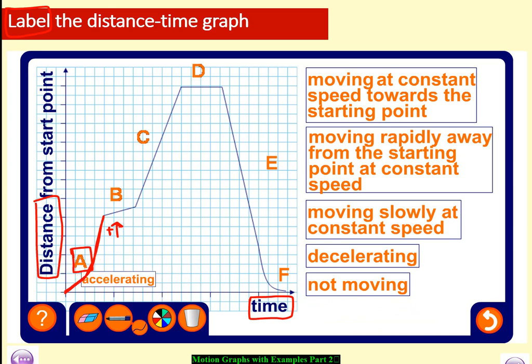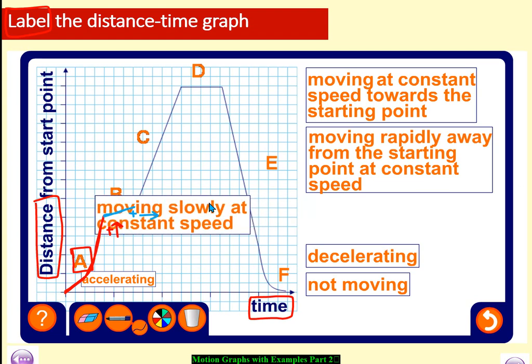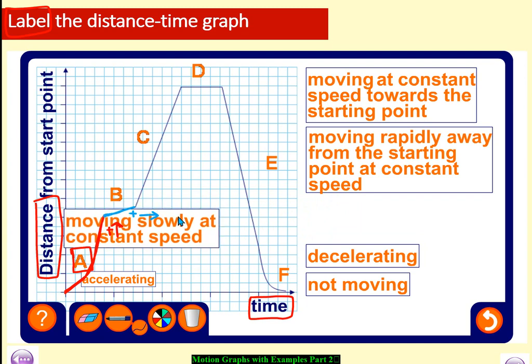Now let's look at part B. Part B, let me just change color so you can see it more clearly. As you can see, this is a straight line and its gradient is positive but the gradient is constant. It means the velocity is positive and the velocity is constant. So it simply means the body is moving slowly at constant speed.